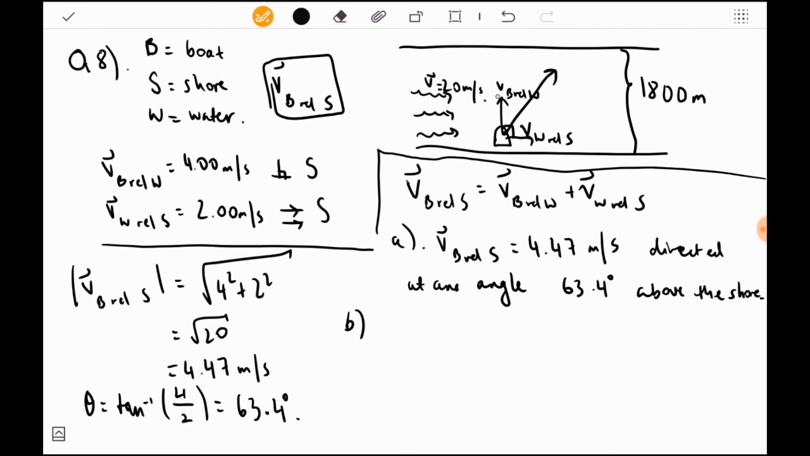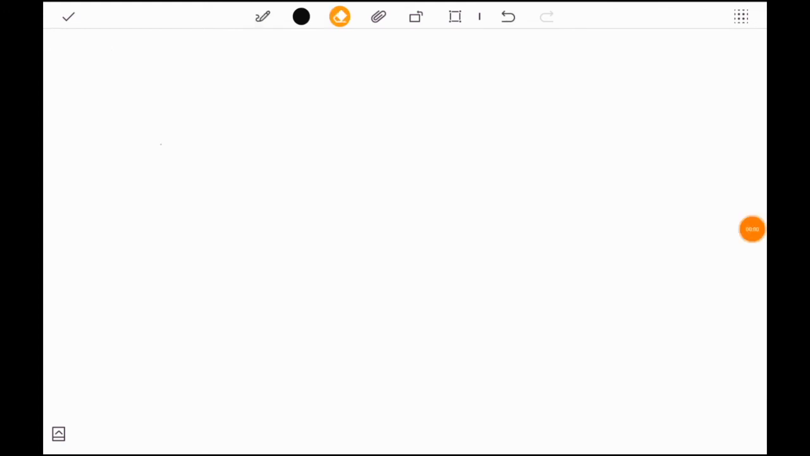So I can just go, well, the time is equal to the distance, perpendicular distance, divided by the perpendicular velocity. So that would just be 1800 meters divided by 4, which is 450 seconds, or to put it in minutes, which isn't necessary, but it makes a bit more sense, 7.5 minutes. So that's how long it will take the boat to cross the river.